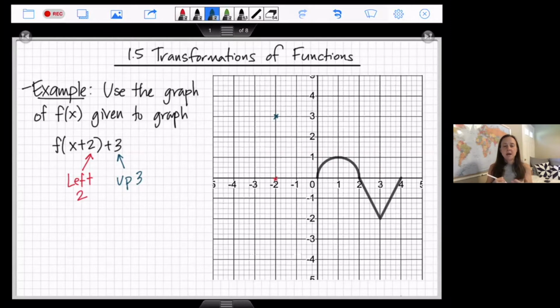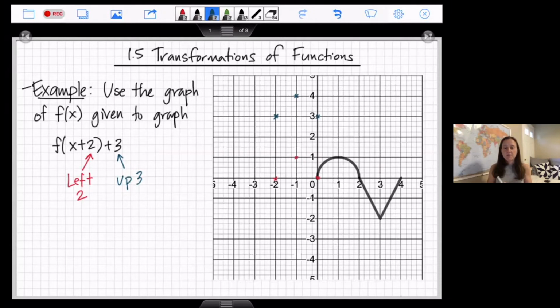So then the top of that dome, I'm going to take that one and move it to the left 2 and then up 3. So that's going to land me at negative 1 comma 4. Then that x-intercept, I'm going to move that to the left 2. That would put me at the origin, and then up 3 would put me at 0 comma 3. So you can already see where that circular part of the graph is going to be.